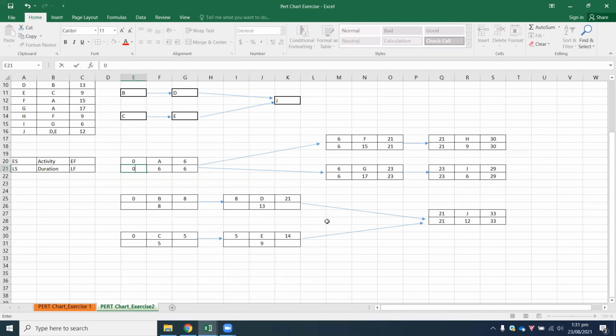Now moving on to activity D. The late start for activity J, which is the successor activity, is 21. So 21 becomes the late finish value in activities D and E accordingly, which Monish is doing correctly at the moment. So 21 minus 13 gives you a value of 8, and 21 minus 9 gives you a value of 12. Correct.